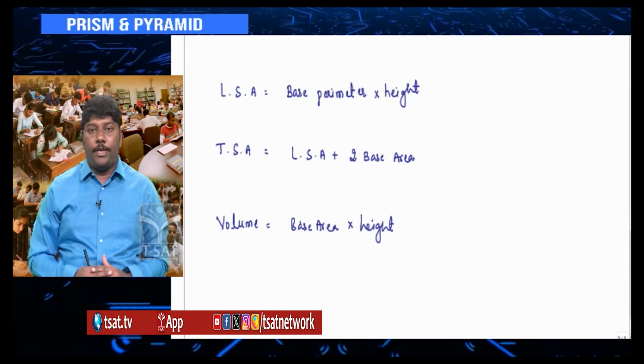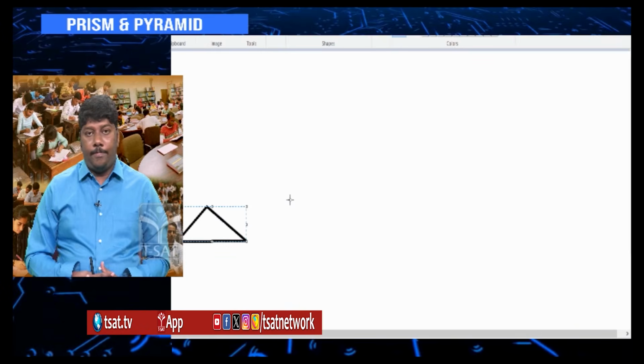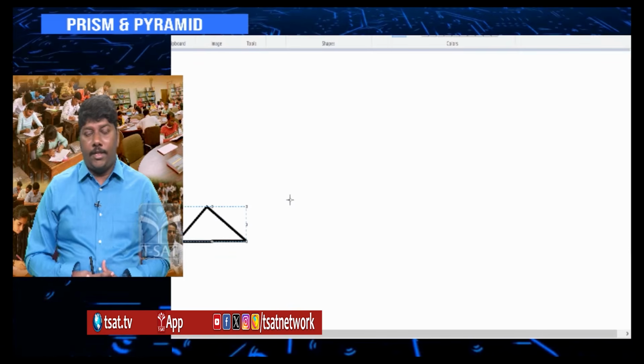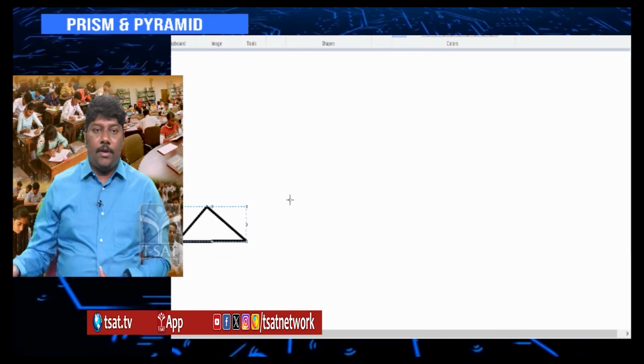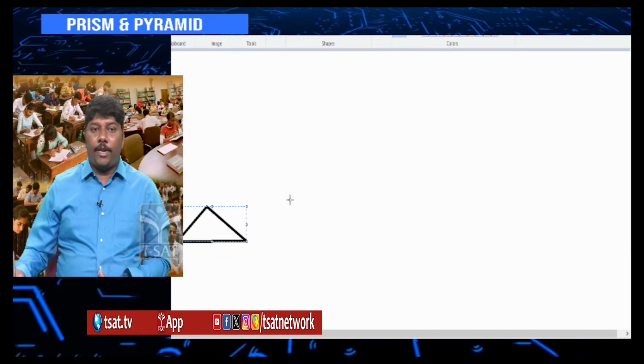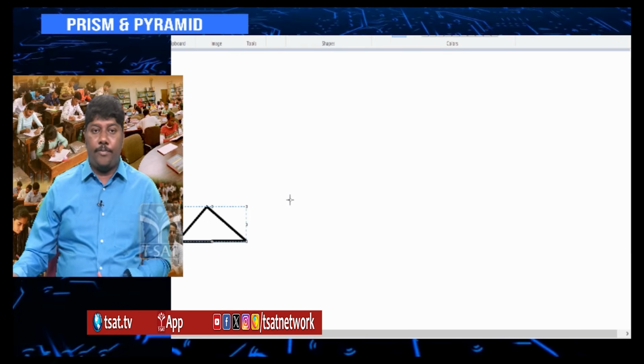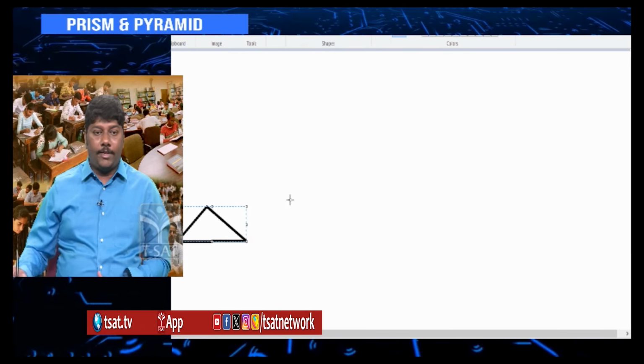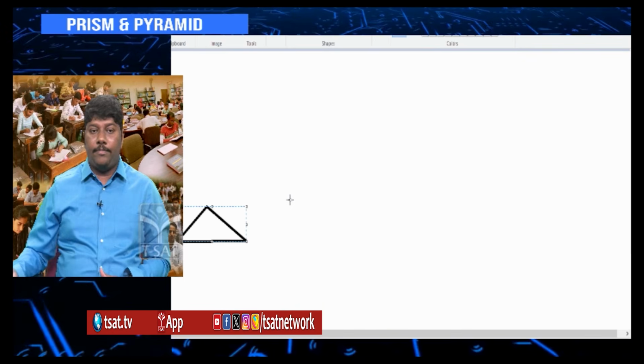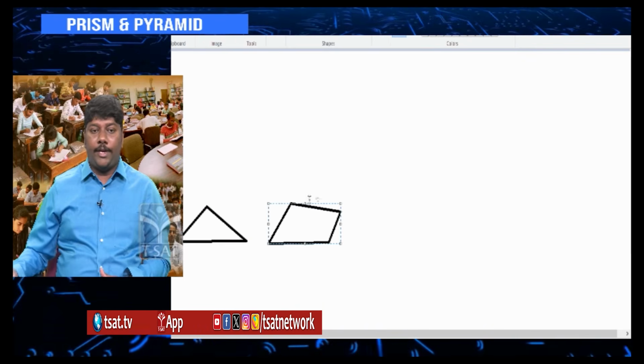Now we will look at what a pyramid is. A pyramid is a polyhedron where you connect the polygon to the apex. All the vertices of a polygon must be joined to the apex, or else a point. So I am taking a triangle, a quadrilateral. Any polygon you can take as a base.